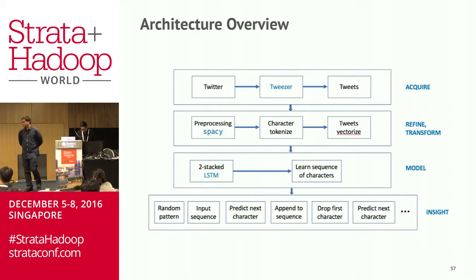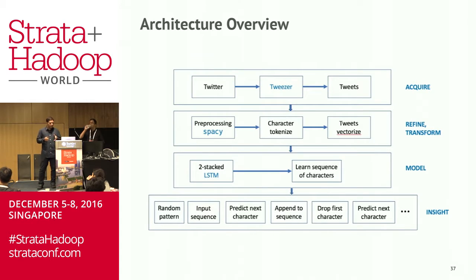If you talk to anybody who's doing NLP or deep learning, they'll talk about the architecture. What is the architecture that we've used to go through this process, and is this an architecture that you can think about which would work? We've talked about acquiring the data, getting the tweet feeds, and pre-processing them, for which we use spaCy. Getting it into character tokens, we then vectorize the tweets, convert them into character tokens, and then we try to learn the sequence through an LSTM two-stacked network.